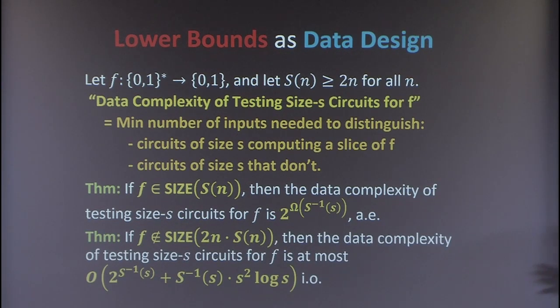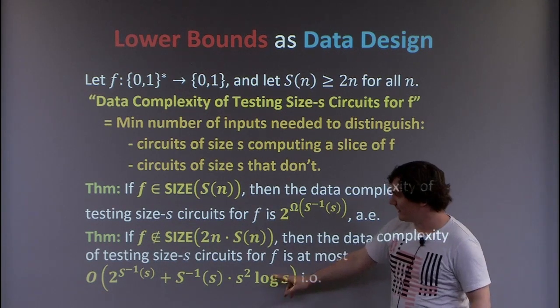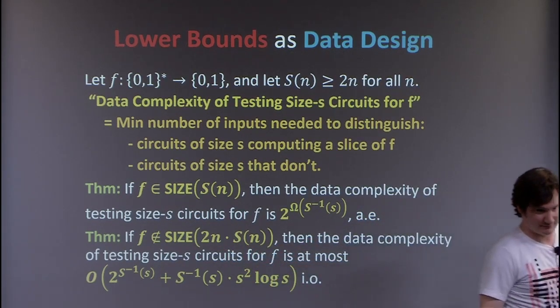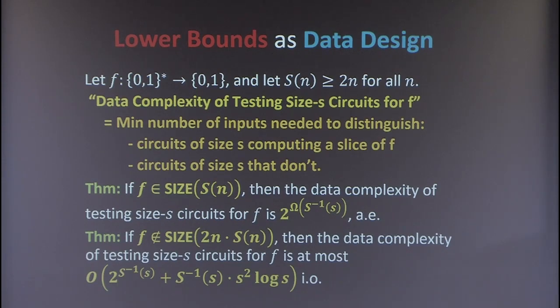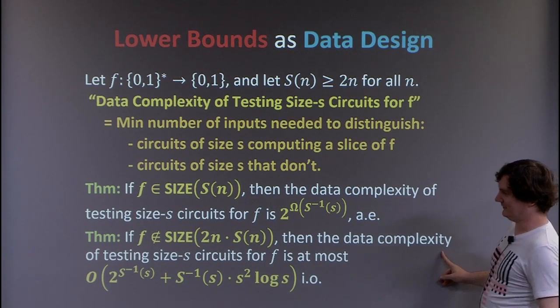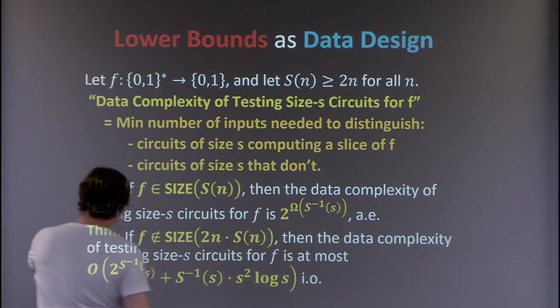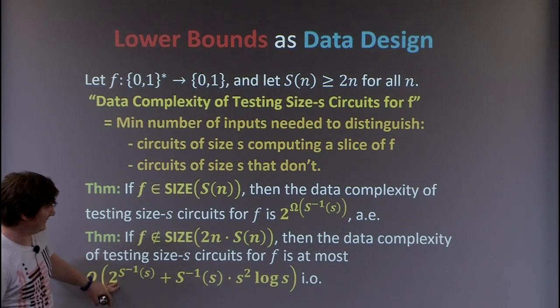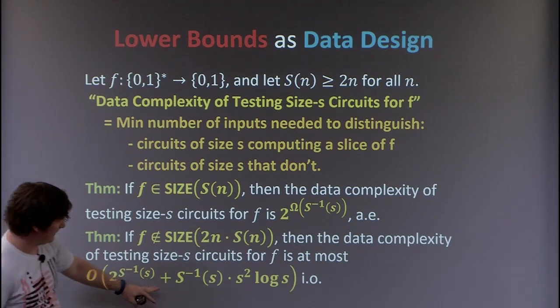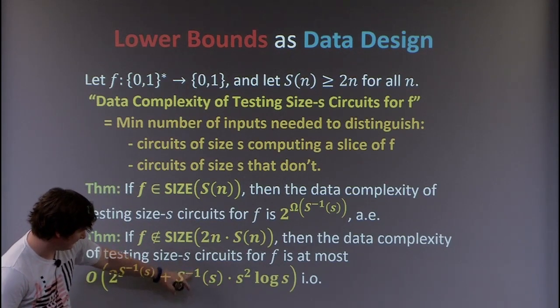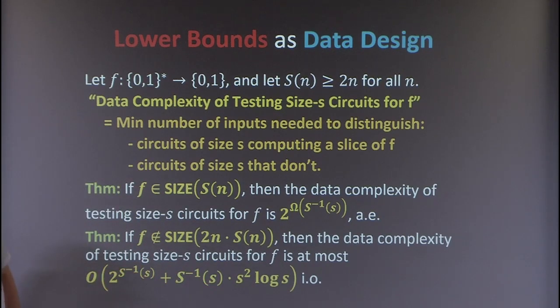And then, conversely, if we manage to prove that f is not in size slightly larger than s of n, then we can upper bound the data complexity. So the data complexity of testing size of circuits for f is at most order 2 to the s of inverse s thing, so some exponential thing, plus some small polynomial in s, times this s of inverse of s, infinitely often.